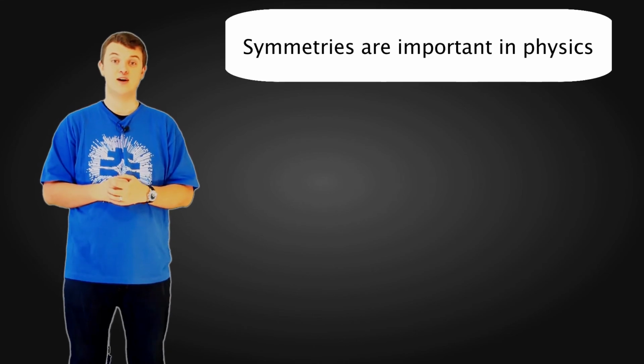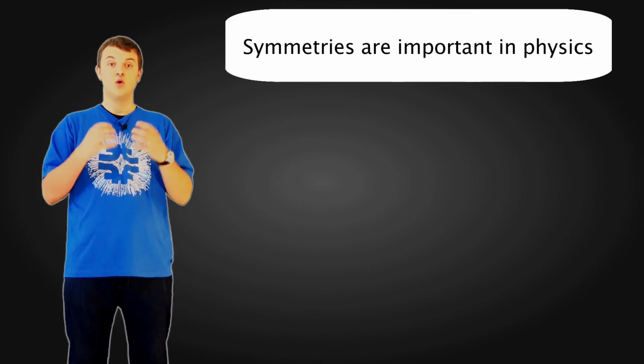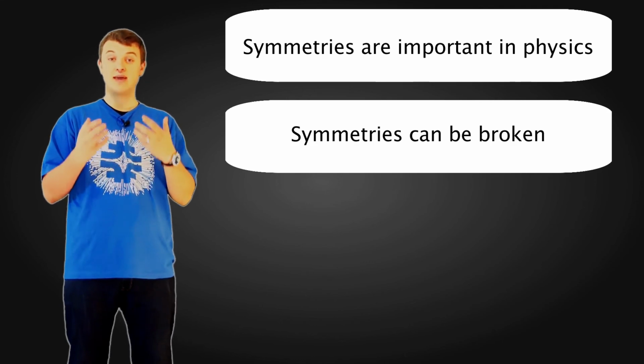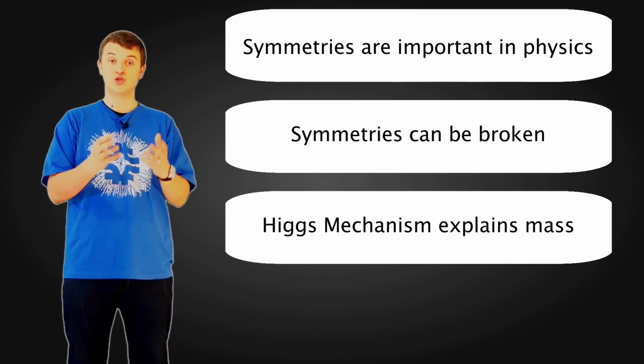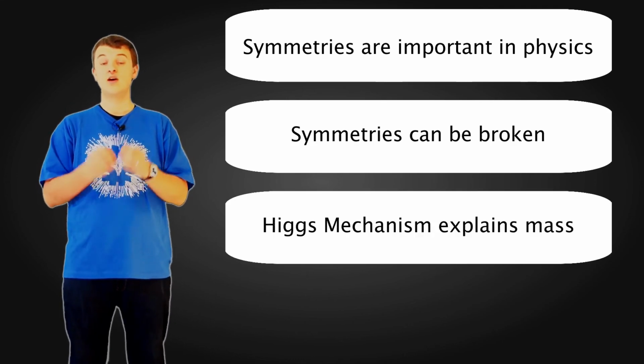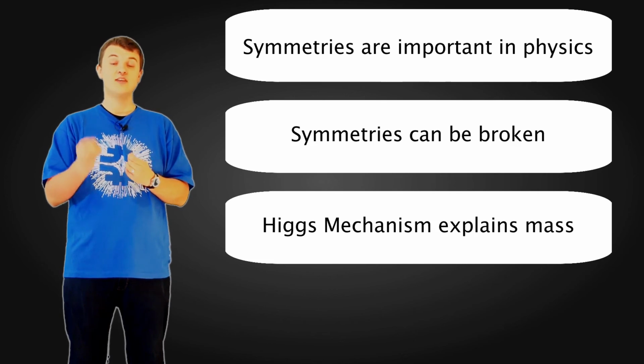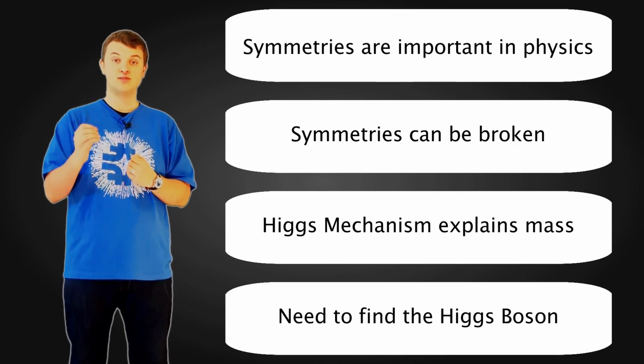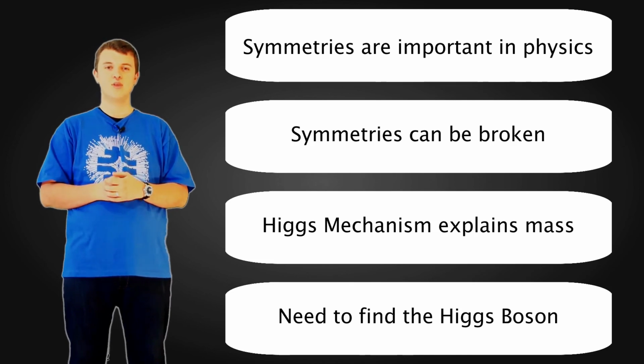So to recap, we talked about how important symmetries are in modern physics. We looked at why and how symmetries are broken, and how the Higgs mechanism works to give gauge bosons mass. And finally, we said that if the Higgs field exists, we can prove it by finding the Higgs boson particle. So how do we make and detect these particles? Well, that's a topic for the next few videos.